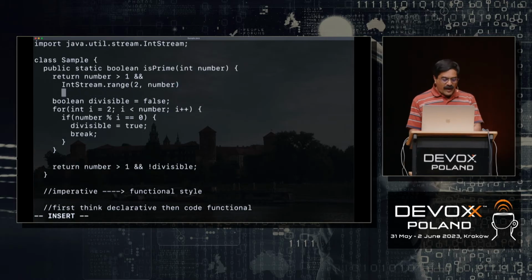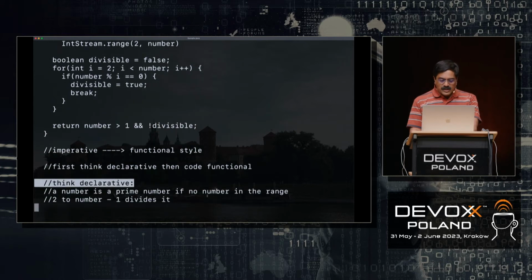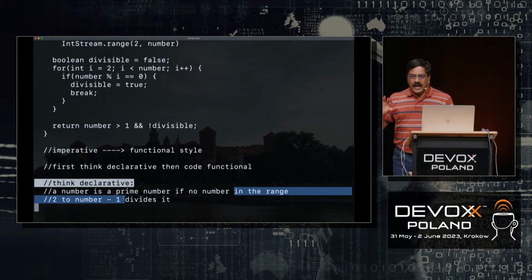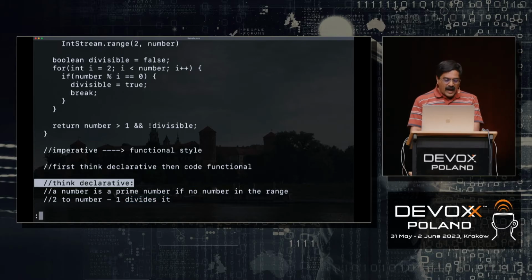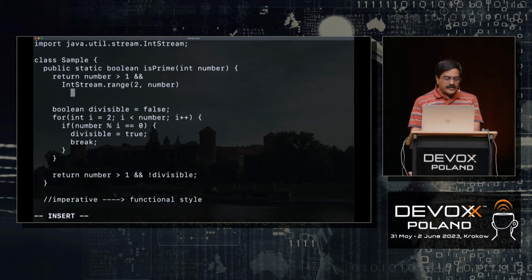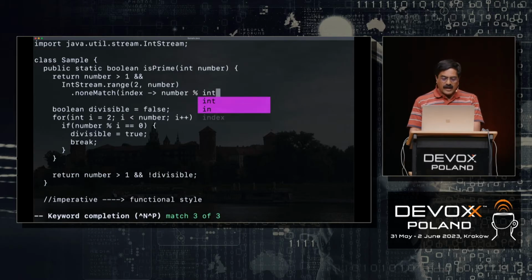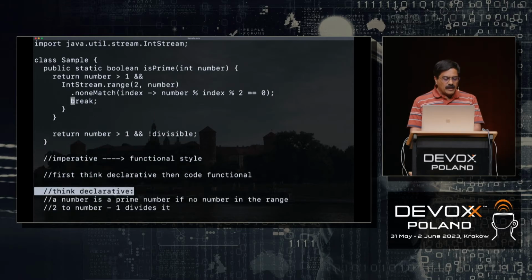So that gives us the range. Right now, what we have here is simply this part in the range 2 to number -1. We covered that part. The next part is divides it, but with the word no in here. As a result, you can simply go back here and say none match. In this case, we can take an index, if you will, and say number mod index. In this particular case, mod 2 is equal to 0, and you can write the code like so.